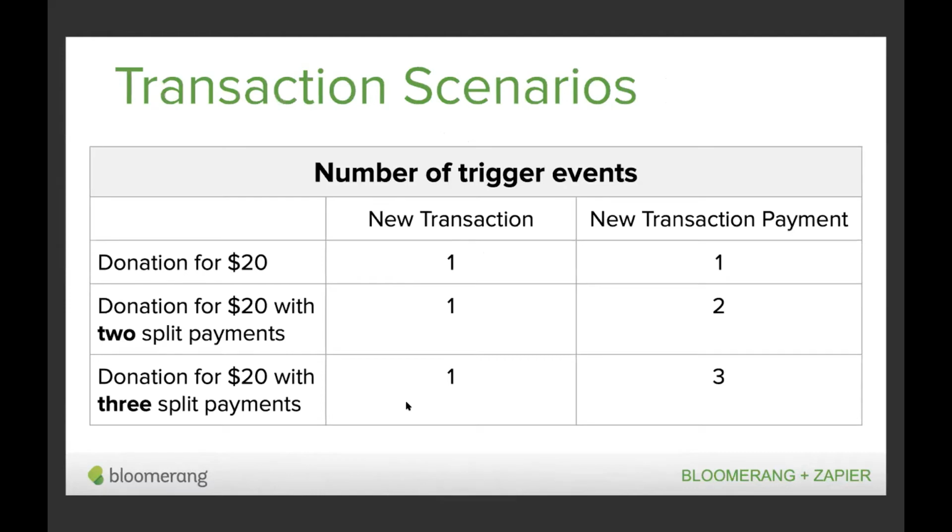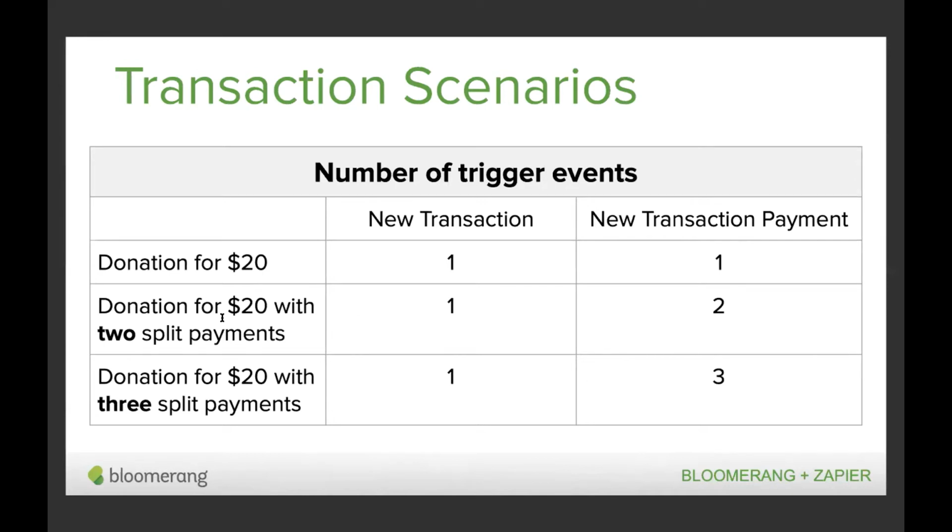So let's take an example of the difference between new transaction and new transaction payment. If I were to enter a donation of $20 and there was only one payment, it was a single donation, each trigger would run once. The new transaction trigger would run once, or the new transaction payment trigger would run once.